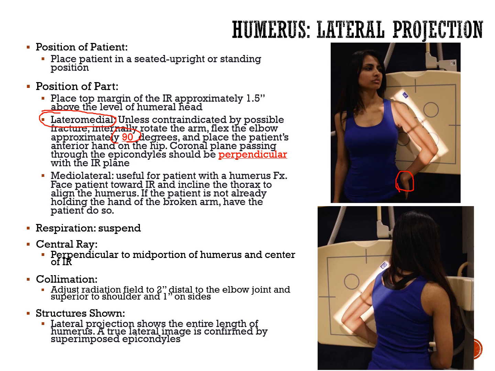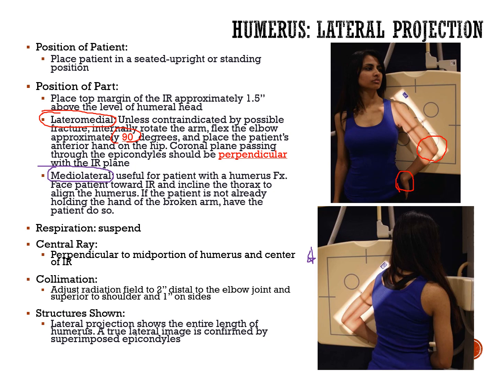So the coronal plane passing through the epicondyles should be perpendicular to the plane of the image receptor. So they need to be able to bend their elbow and get those epicondyles perpendicular to the image receptor plane. Something that's a little bit less painful and less uncomfortable for a person who has a fracture is a medial to lateral. This one down here is the medial to lateral. You're going to use this for a patient facing toward the image receptor. They're slightly oblique in this case, and they're going to have the patient hold their hand, and they're going to move the elbow and humerus so that you can see it as shown in the image.